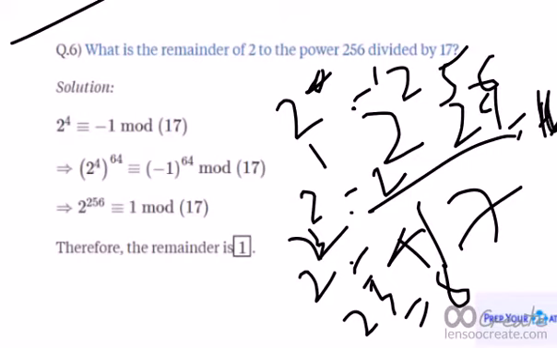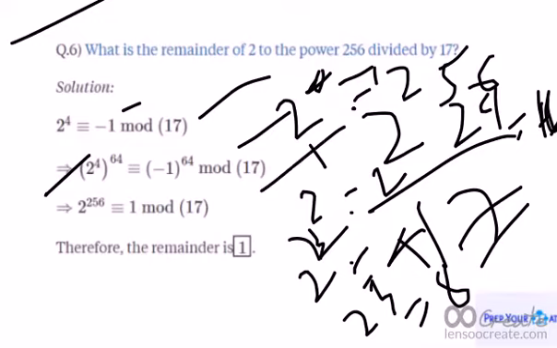Now what number should be added to 16 so that it is divisible by 17? 1 should be added so that it is divisible by 17. We write it as minus 1. Okay. Now we need 2 raised to 256, but we have only 2 raised to 4. Now raising to the power 64 on both the sides, we get 2 raised to 4 whole raised to 64 is congruent to minus 1 raised to 64 mod 17.